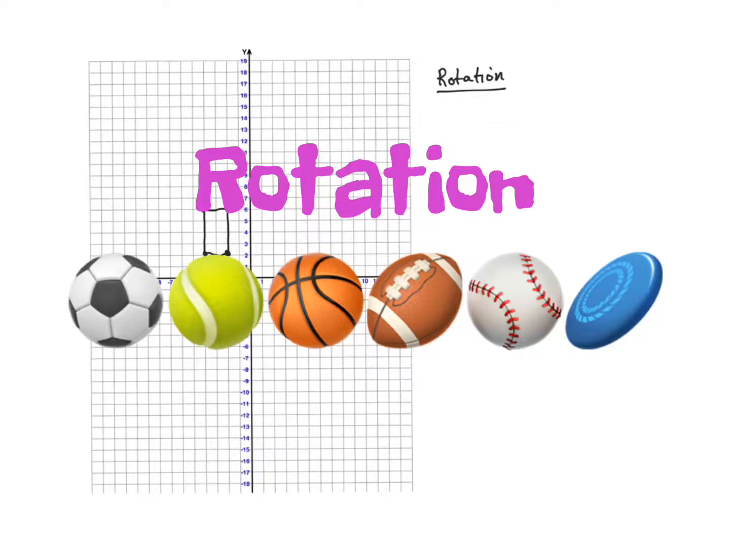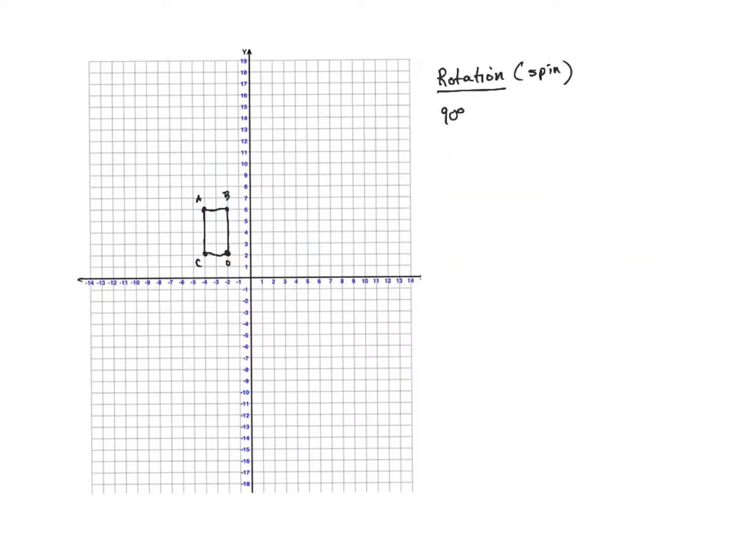All right, welcome. Today we're talking about rotation, which is a spin, and it could be a 90 degree, 180 degree, or a 270 degree rotation. And the understanding there is that each of these quadrants, this being quadrant 1, 2, 3, and 4, each of these quadrants represents basically 90 degrees.